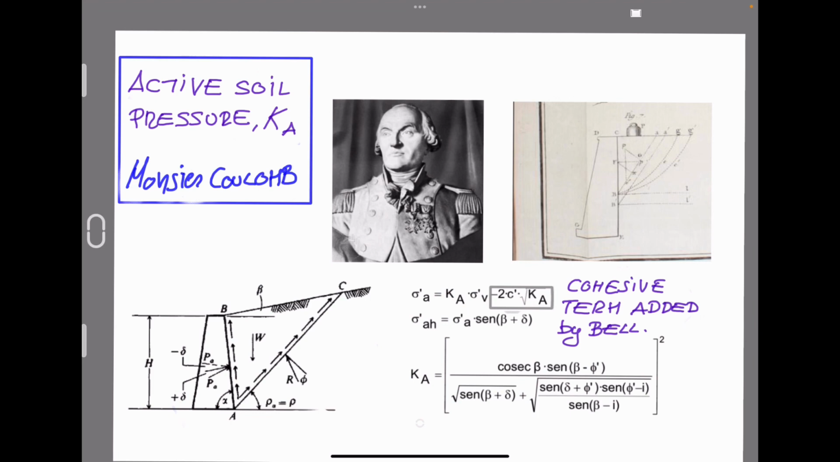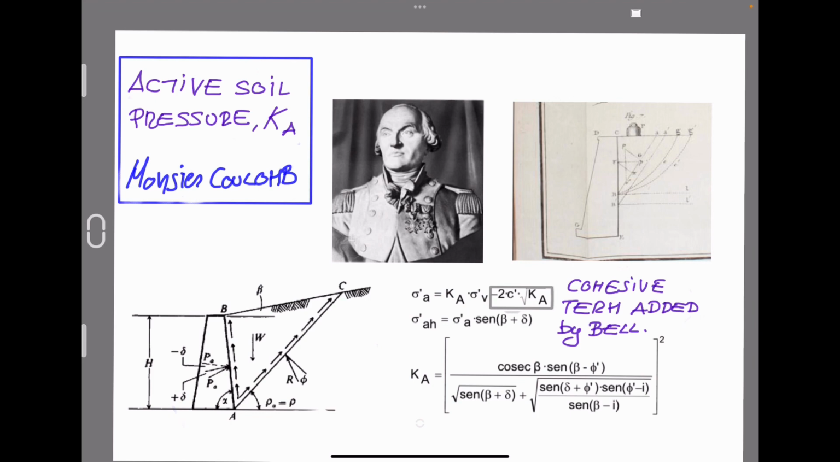where it identifies the internal friction angle, phi, delta, the relationship in terms of friction between the outer side of the wall and the soil, and beta, the slope of the soil at the top of the retaining wall.